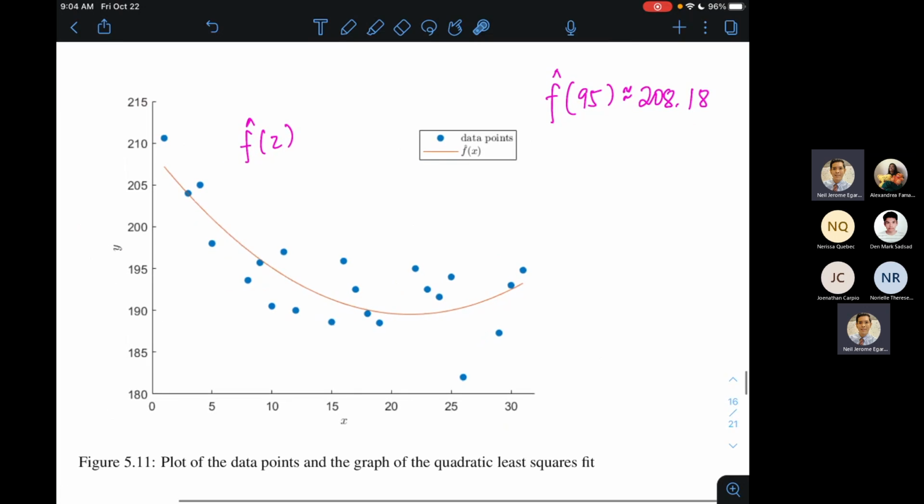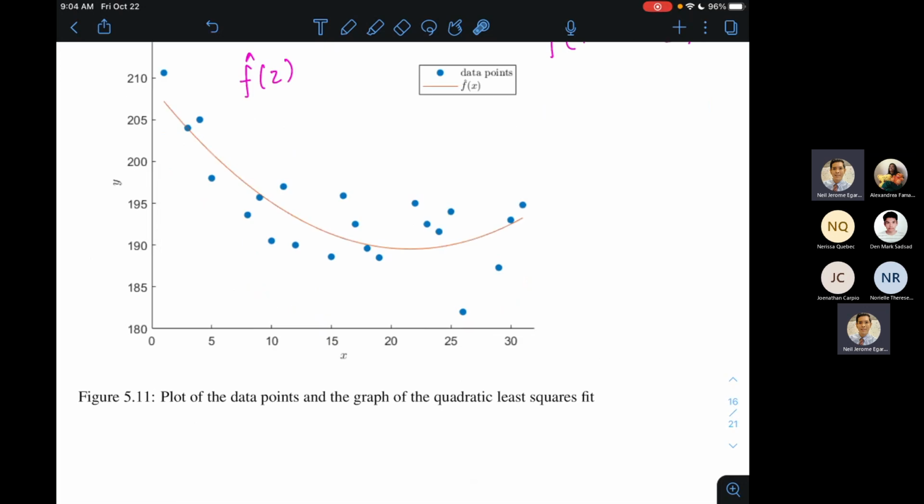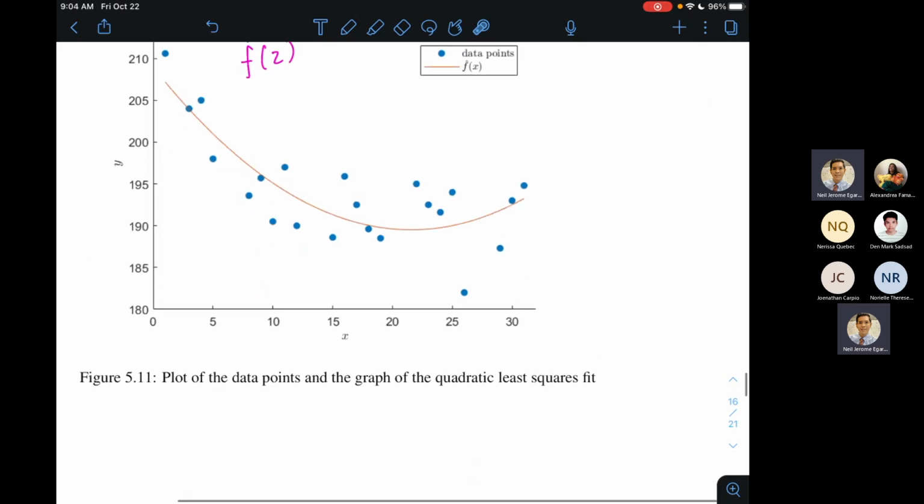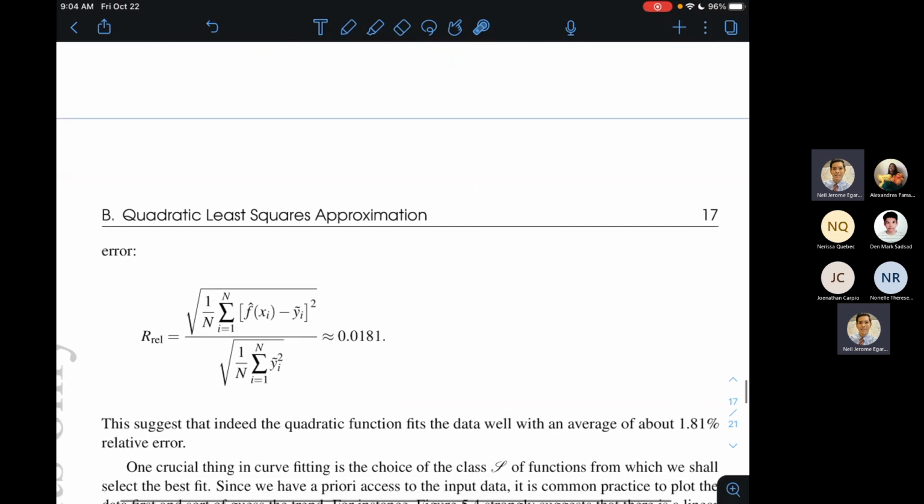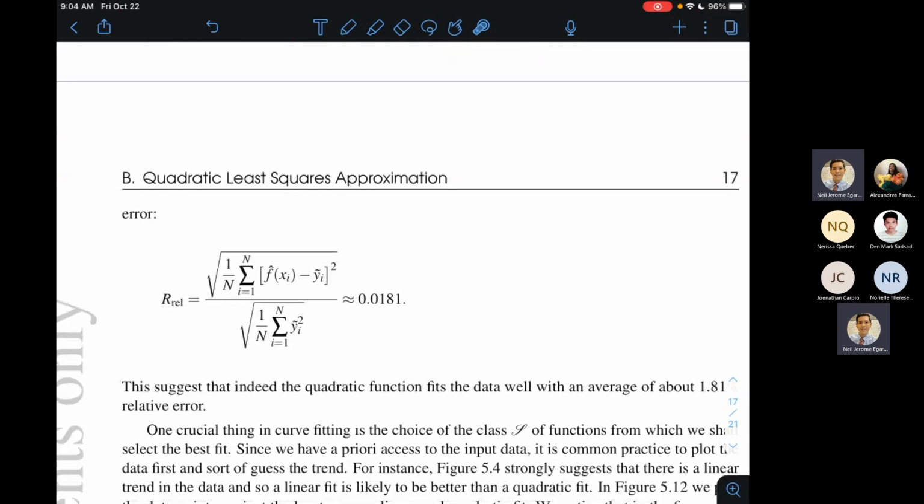So, but I hope you get the point, right? Now, to see how well we capture the data, the trend, using the quadratic function, we can calculate the relative error, or the relative root mean square error. So ito yung resulting squared errors. Gusto nating makita ano yung percent error on the average.